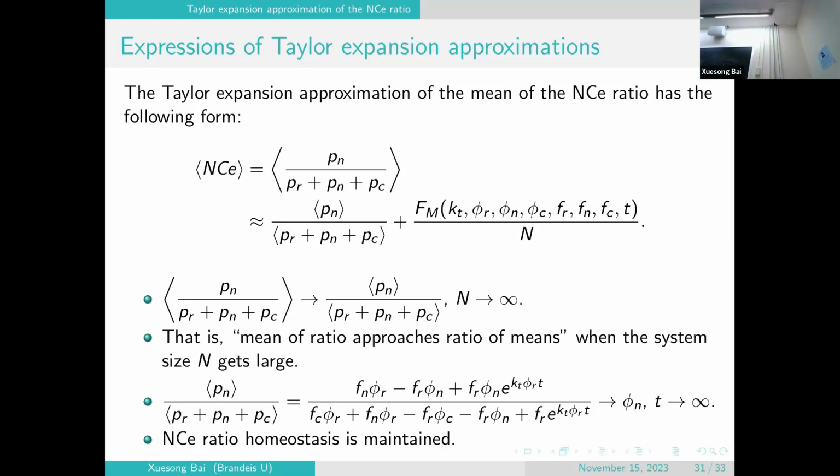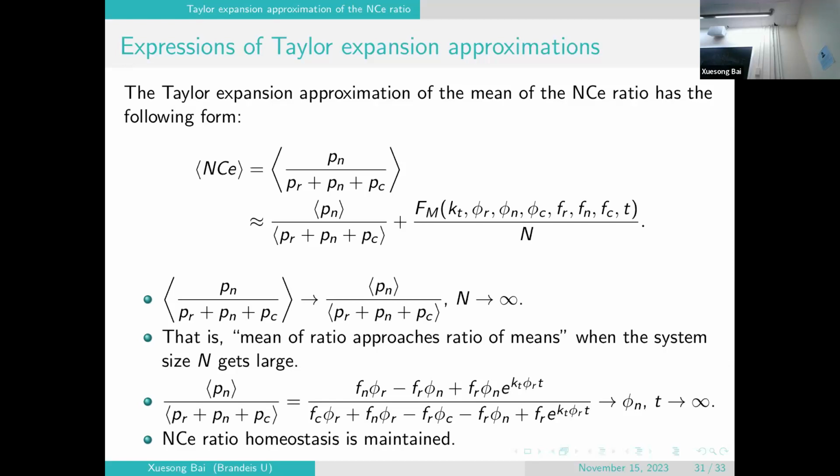I actually have a closed form expression for this Taylor expansion approximation, but it is way too technical, so I won't show it here. I just want to show that the expansion has this form. The first term is the ratio of the means, and the second term has a numerator that depends on these parameters and also time. The denominator is simply the system size, big N.